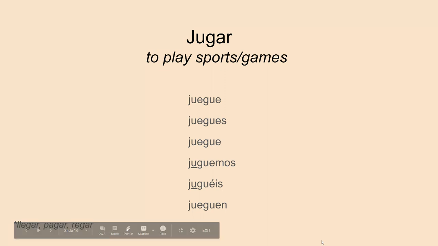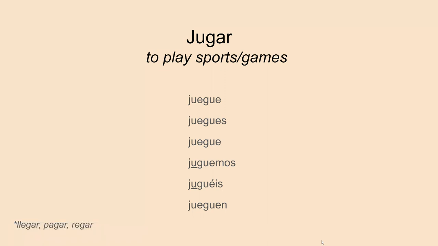Jugar, to play sports or games. Here you'll be able to see that this is a stem changing verb, and I did not stem change in nosotros and vosotros because it ends with AR. You can notice that I did keep the GUE every time. That part is the spell change. Juegue, juegues, juegue, juguemos, juguéis, jueguen. You're also responsible for llegar, to arrive, pagar, to pay, and regar, to water plants.